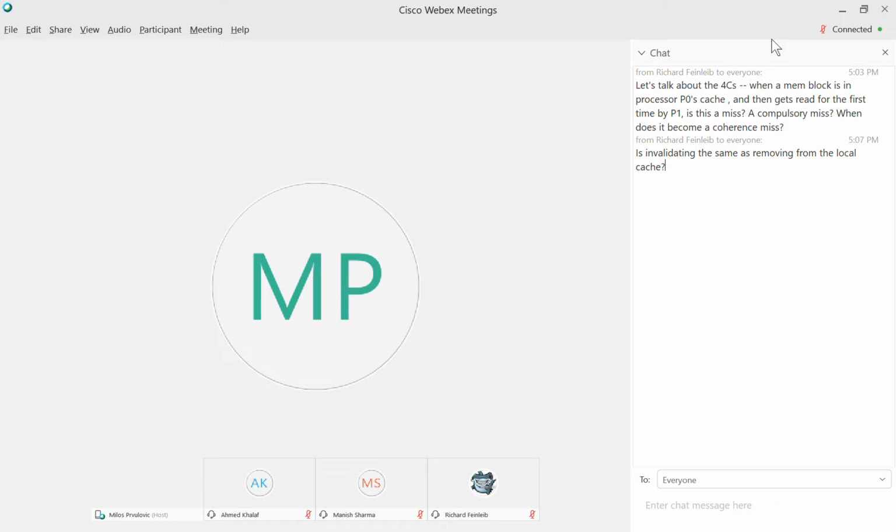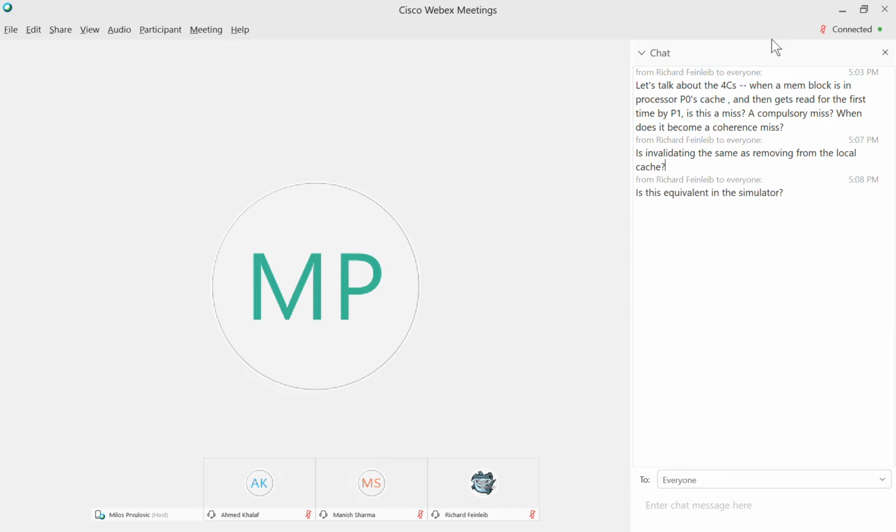Whereas for all the other misses, we don't have a block in the cache. So it's pretty much equivalent in terms of what we have to do. It's equivalent to removing it from the cache, except that the block is not physically removed at that point. It's just marked as inaccessible.